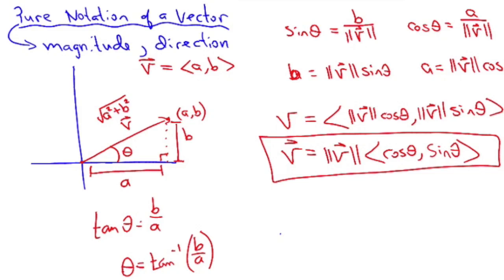Why would we want to do that? Many, many reasons. Where theta is equal to the tan inverse of b over a, and the magnitude of v, of course, is the square root of a squared plus b squared. Why would I want to do that?